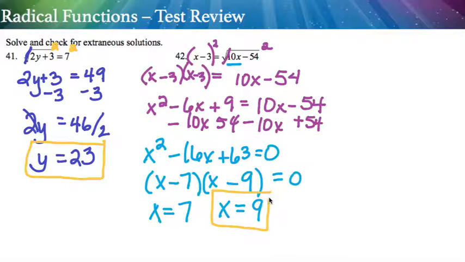Let's try the 7 and make sure. So with the 7, I've got 7 minus 3 is 4. 70 minus 54 is 16. So guess what? The square root of 16 is 4. 7 works as well. If the left-hand side had become negative or something was weird where they didn't match or they weren't a true statement, that's when you would probably have no solution. Okay? All right, let's see what we have next.